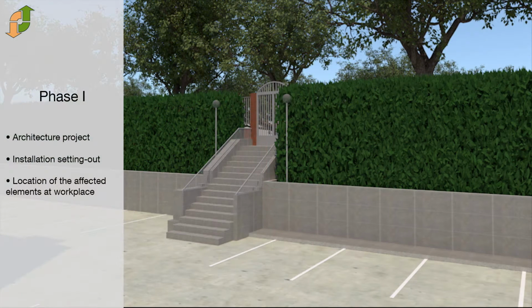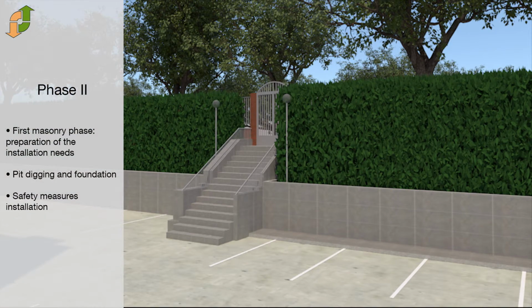Phase 1. The architecture execution project is done to give support to the installation work. A setting out of all elements in the building is done. The installations which may be affected by the work to be done are located too.